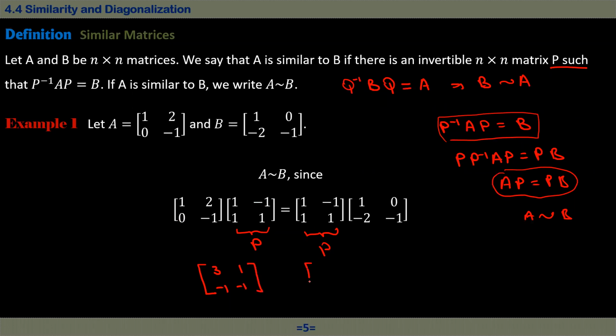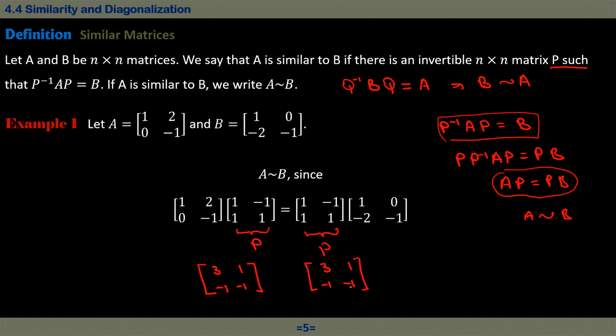And how about the right-hand side? Here we have 1. Negative 1 times negative 3 is 2. Their sum is 3. 0 times 1 is 0. Negative 1 times negative 1 is equal to 1. 1 times 1 is 1, 1 times negative 2 is negative 2. Their sum is negative 1. And 1 times 0 is 0, plus 1 times negative 1, that's equal to negative 1.